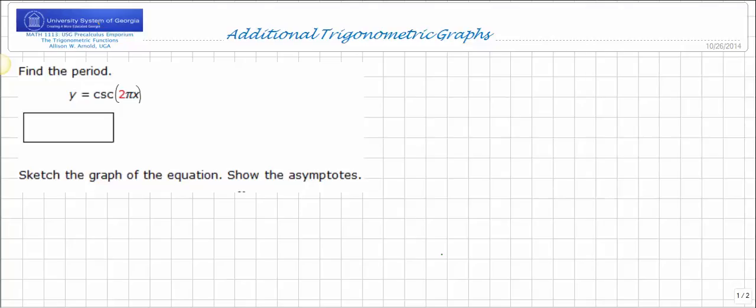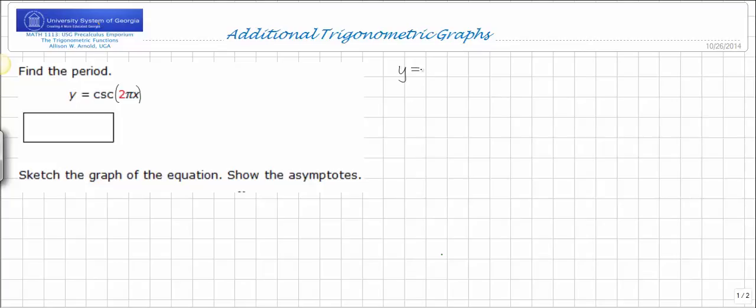Let's find the period of the function y equals cosecant of 2 pi x and sketch the graph of the equation. Actually, I'm going to use the sketch of the graph of the equation showing the asymptotes to enable us to find the period. So let's go back and review.